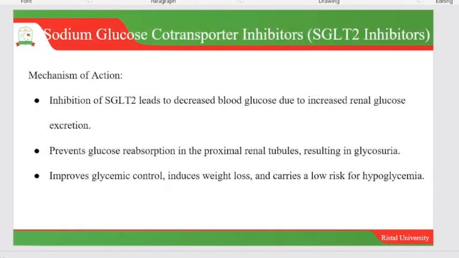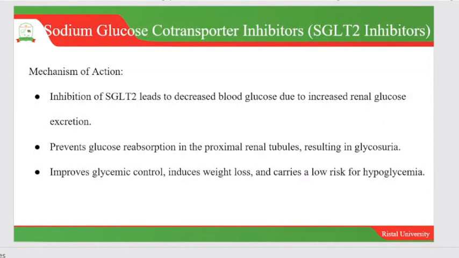The other one is sodium glucose co-transporter inhibitors, which can be abbreviated as SGLT2 inhibitors. So how do these ones work? They work by decreasing blood glucose due to increased renal glucose excretion. They prevent glucose reabsorption in the proximal renal tubules, resulting in glycosuria. Because of the decreased reabsorption in the proximal renal tubules, there will be increased glucose in the urine, and this is what we term glycosuria. They improve glycemic control, induce weight loss, and carry a low risk for hypoglycemia.